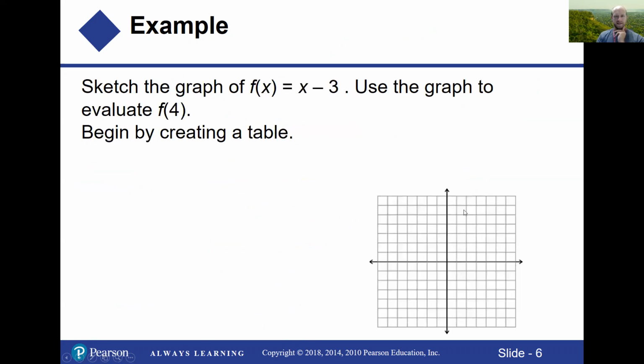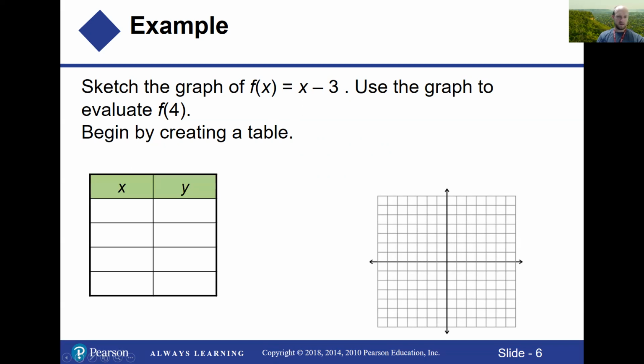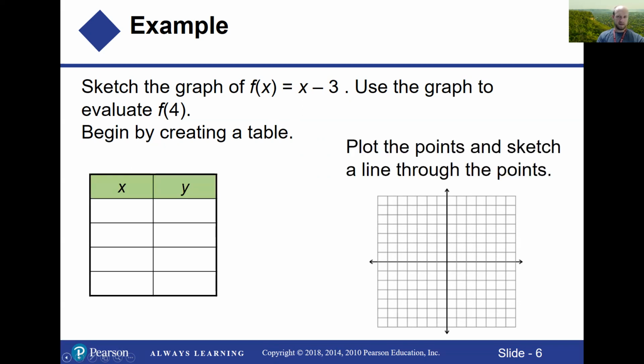All right, sketch the graph of this function, f of x equals x minus 3. Use the graph to evaluate f of 4. So let's begin by creating a table. I got that table in there.